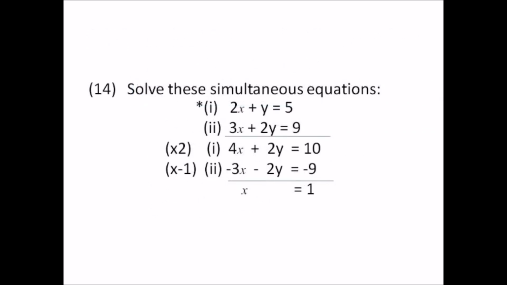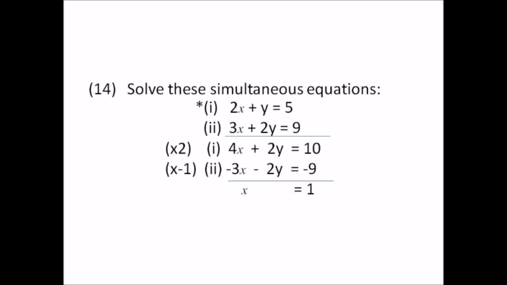Okay. Number 14. Solve the simultaneous equations. First, get rid of the y's. So multiply by 2 on the top, and then multiply by negative 1 on the bottom, so you can get rid of the y's. When you subtract, you get x is equal to 1. Once you get that, you have to substitute it into the one with the asterisk, which is the easiest one to do.